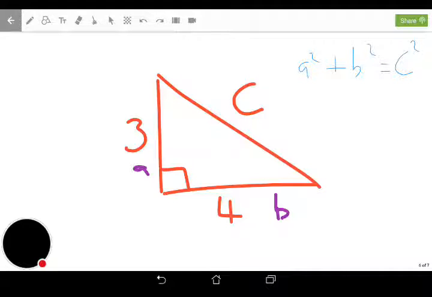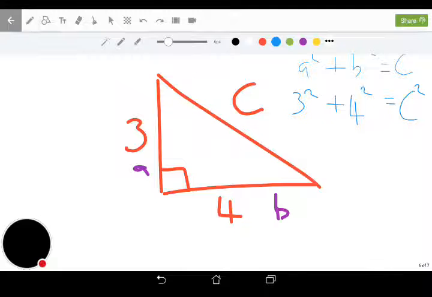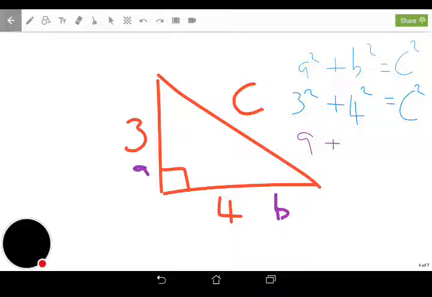So a squared would be 3 squared. b is 4, so b squared would be 4 squared. And that should give us c squared. Now, 3 squared just means 3 times 3, which is 9. 4 squared means 4 times 4, which is 16. And the sum of that will give us c squared. 9 plus 16 is 25, which is c squared.